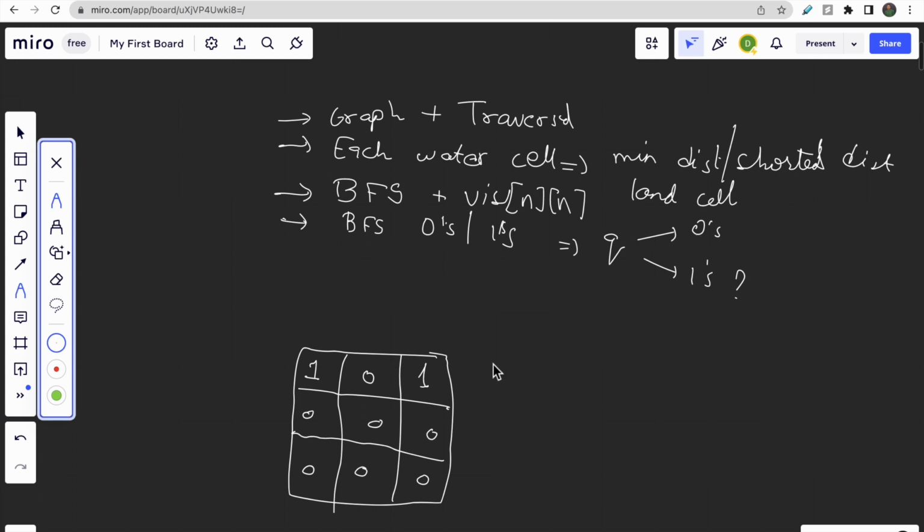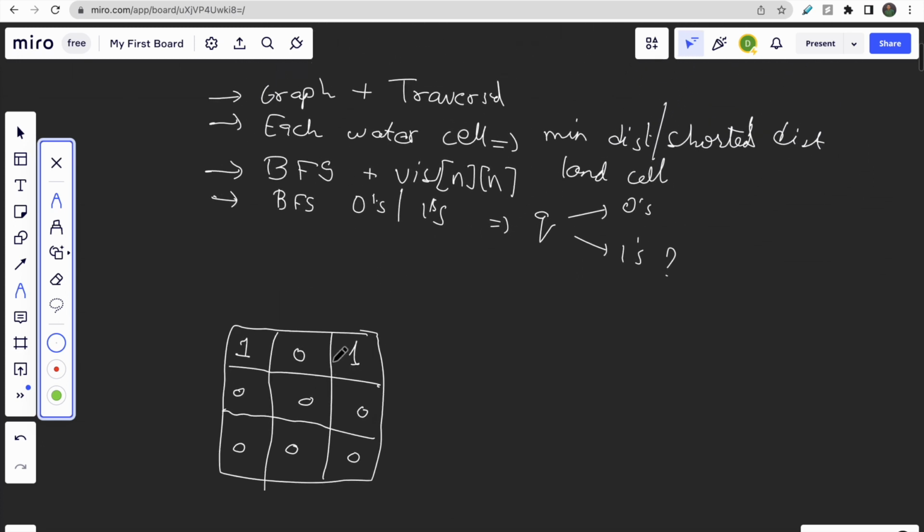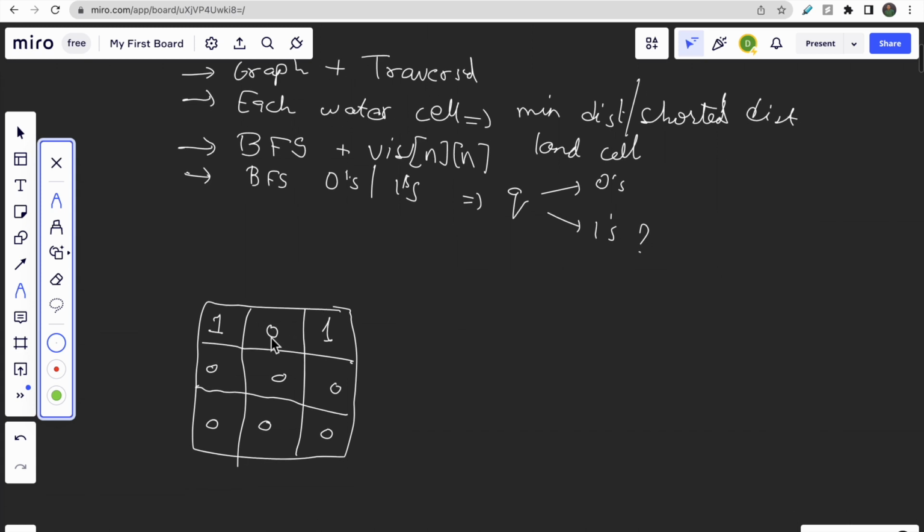If you do this for the example, you might think that we will store all the zeros in the queue and find the minimum distance land cell from each zero. That's the first thought if you think like that. So let's check what will happen if we store all the zeros in the queue and start finding the minimum distance land cell.